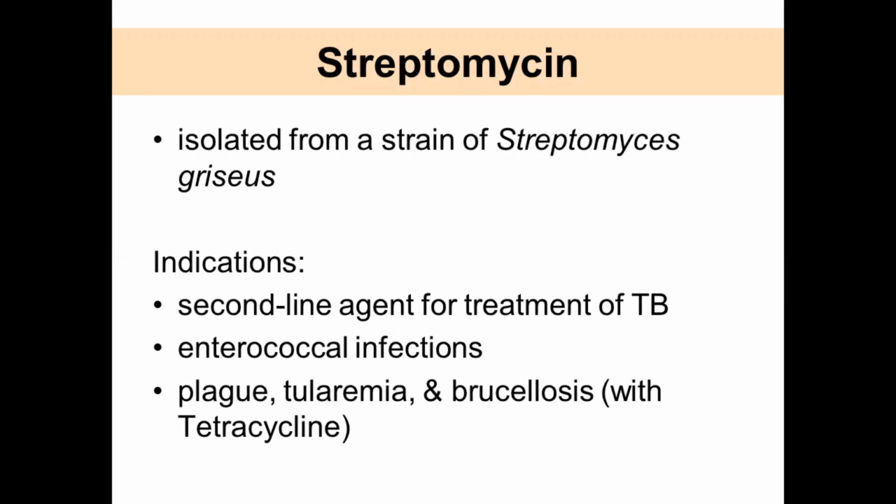Streptomycin is from a strain of Streptomyces griseus. It is a second-line treatment, which is why we have what we call RIPES. When the patient is already in category 2 of TB treatment and still not getting better with conventional TB treatment, sometimes an injectable streptomycin is added. As in, daily injection for 6 to 12 months. It is also used for enterococcal infections, plague, tularemia, and brucellosis. But that is in other countries.